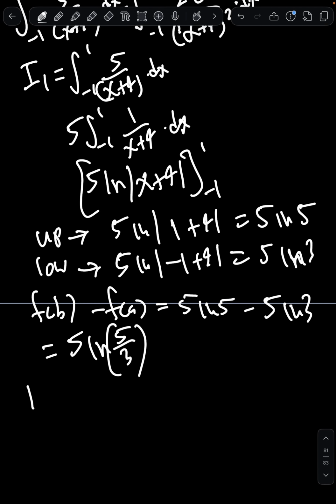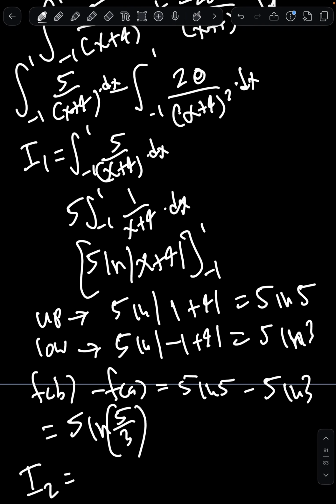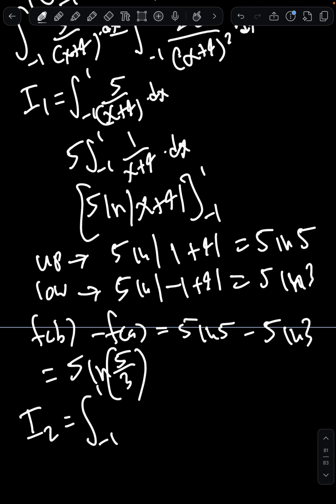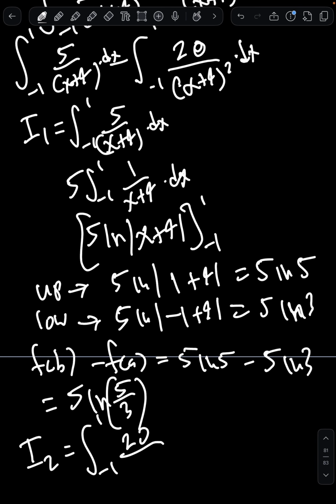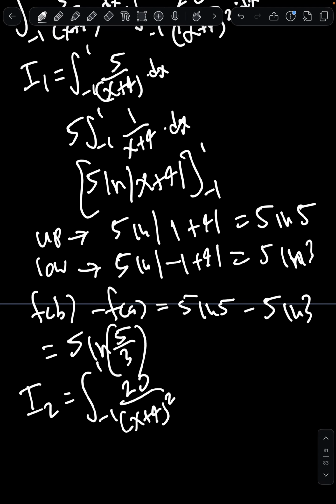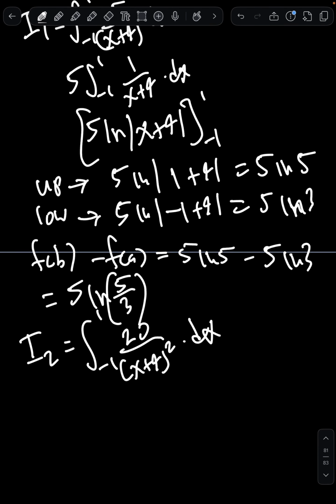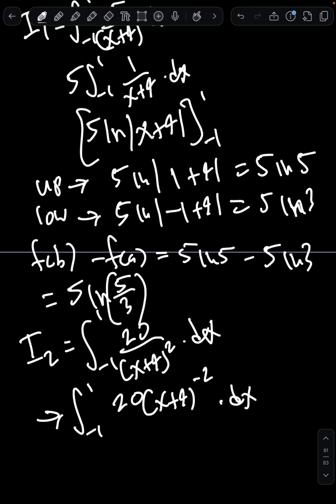Now we need to find integral 2, right? So our integral 2 is the integral from -1 to 1 of 20 over x plus 4 squared times dx. There are a few ways you can evaluate this. The way I'm going to do it is rewrite this with a negative exponent, as the integral from -1 to 1 of 20 times x plus 4 to the -2 times dx.